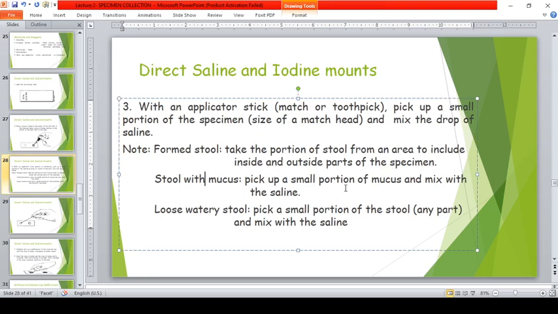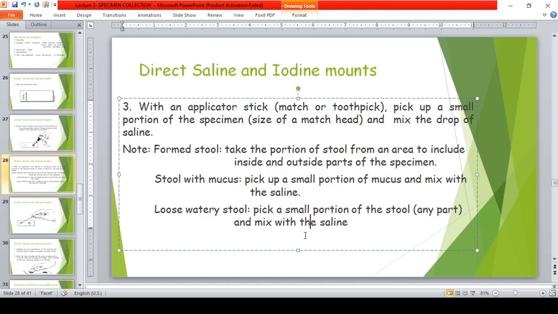Okay, so stool with mucus. Okay, piliin mo yung may mucus. Okay, and then mix it with the saline. Okay, for loose watery stool, pick a small portion of the stool or any part and mix also with the saline. Okay, ma'am, why is it na sa loose watery and sa stool with mucus, bakit hindi mo siya ilalagay sa iodine mount?